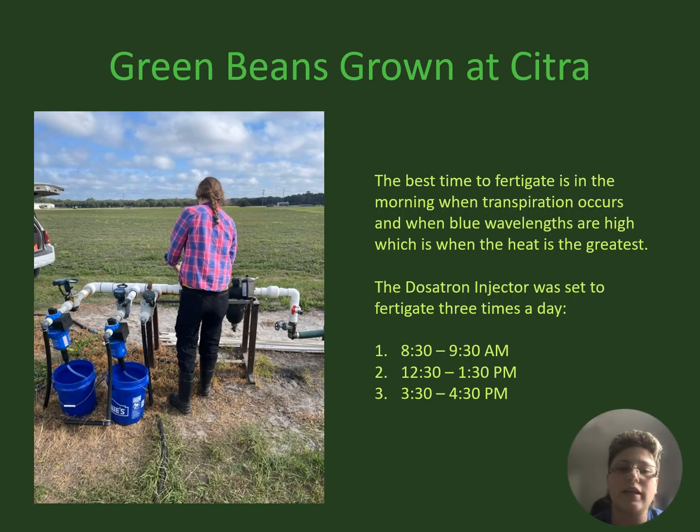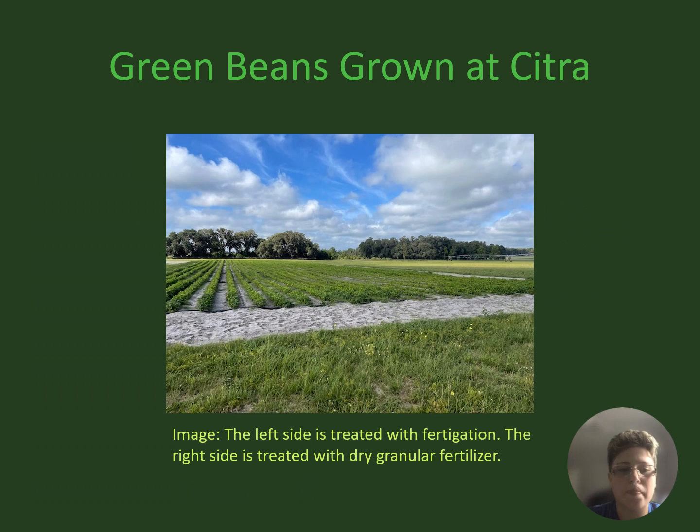The best time to fertigate is in the morning, when transpiration occurs and when blue wavelengths are high, which is when the heat is the greatest. The Dosatron injector was set to fertigate 3 times a day, with the first injection between 8:30 to 9:30 in the morning, the second injection from 12:30 to 1:30 in the noon, and then the third injection was from 3:30 to 4:30 p.m. This image I took at the field at Citra.